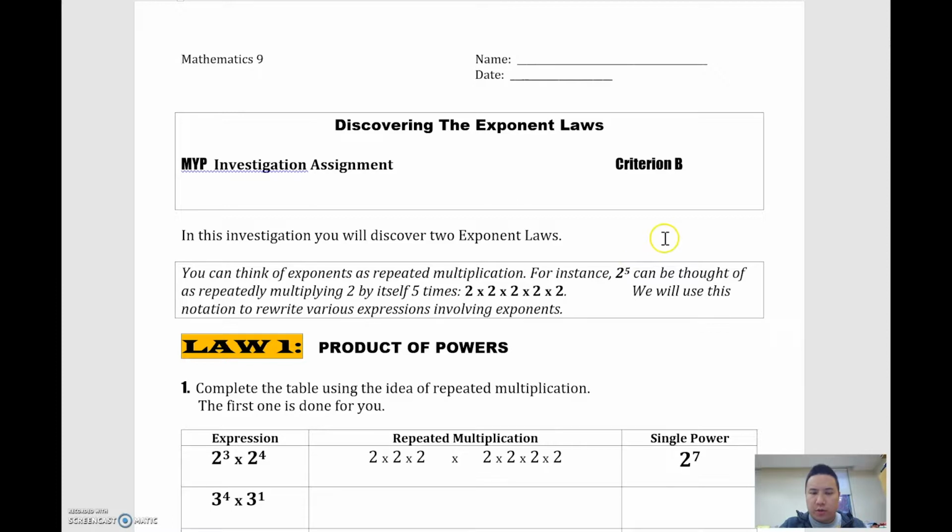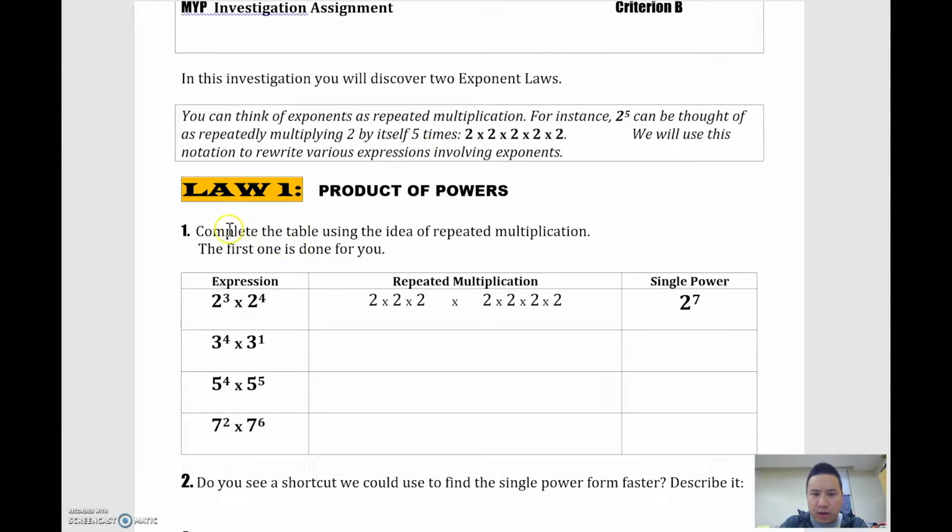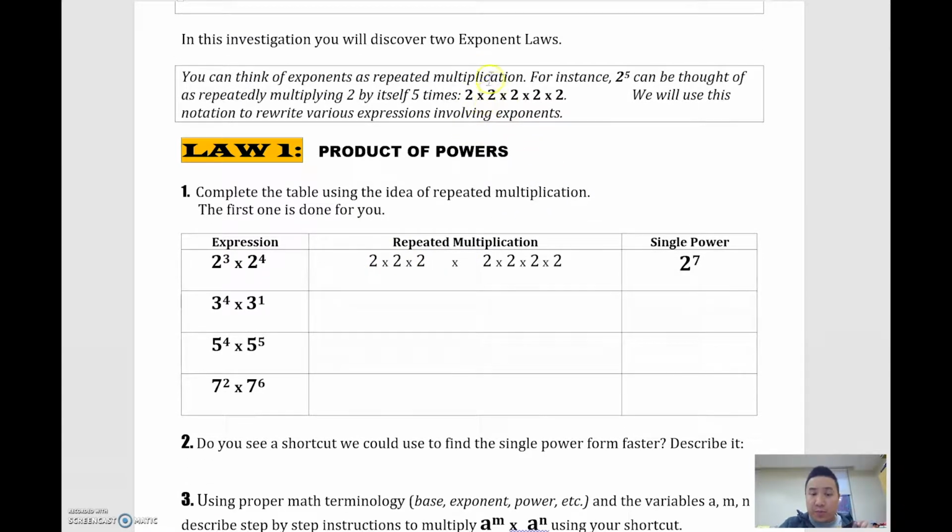Hello, everybody. Okay, so today we are going to do another investigation. This time, we're going to try to discover two of the exponent laws, which we will learn about later. Just like your other investigations, we're going to start off with this table here, and you're going to take a look at what's happening here and try to find a pattern. We talked about repeated multiplication before, and that's the idea of taking a power and writing it out as, in this case, 2 to the power 5 can be thought of as 2 times 2 times 2 times 2 times 2. So if you see the word repeated multiplication, that's what they want you to do with the power.